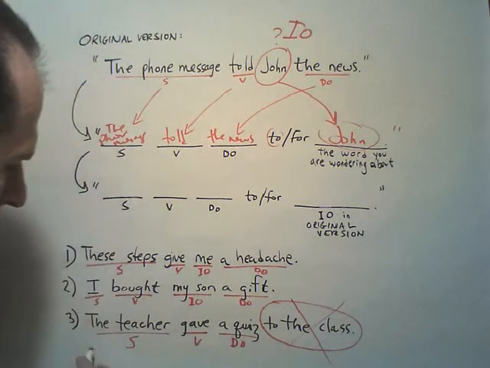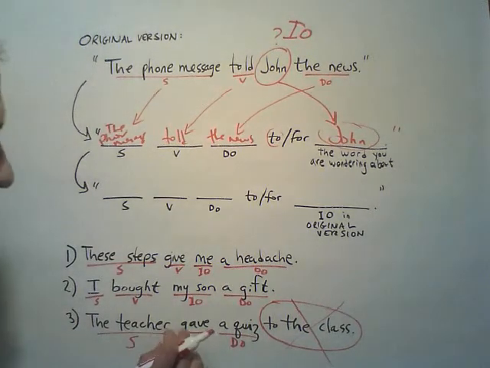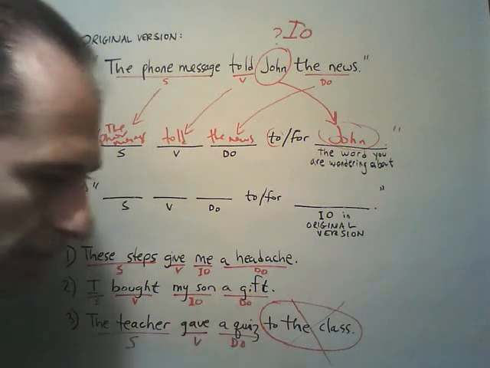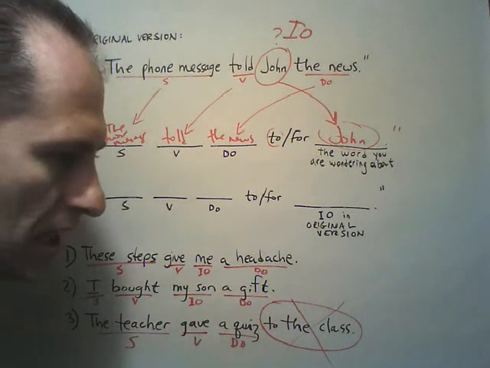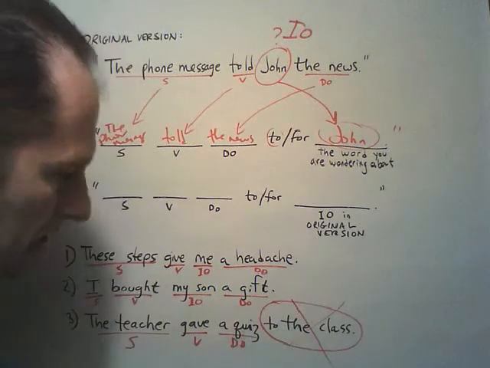It would be different if I had written it: the teacher gave the class a quiz. At that point, the class becomes an indirect object. In this version, it is not an indirect object.